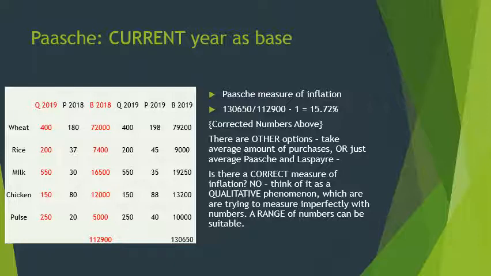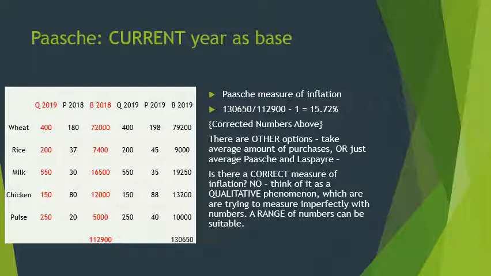These are the two basic options, but there are other options. We can take the average of the quantities purchased in 2018 and 2019, or we can just take an average of the Paasche and Laspeyres index, and there are other ways of doing this as well. So the question is, which of these is the correct method? So the thing to realize is that there is no single correct number which measures inflation.